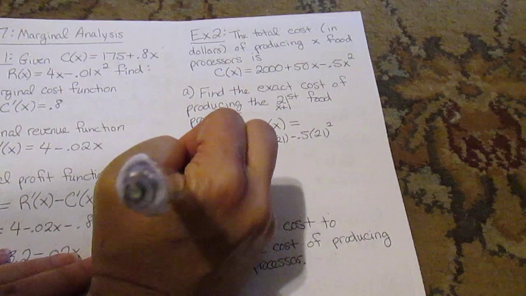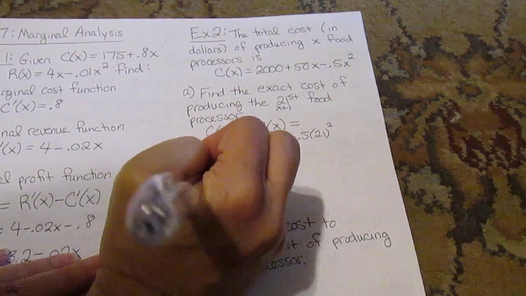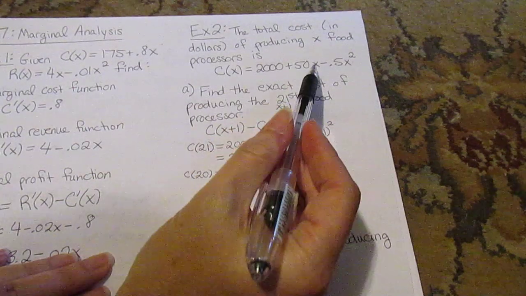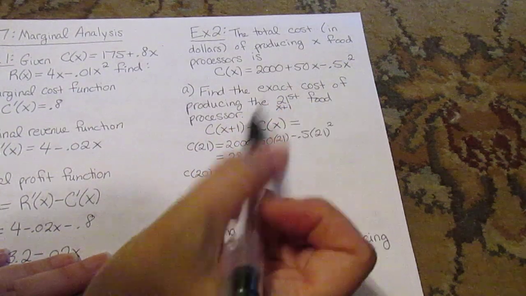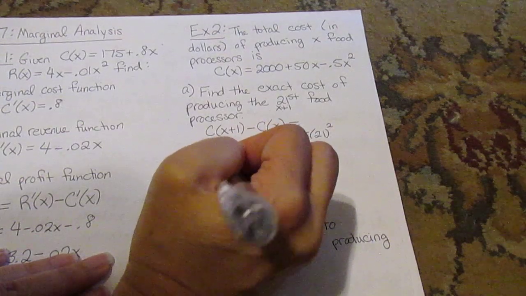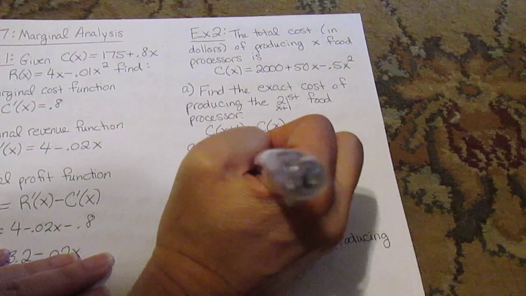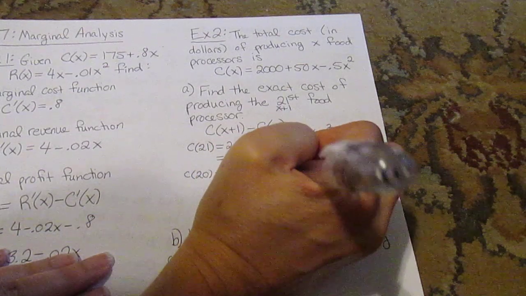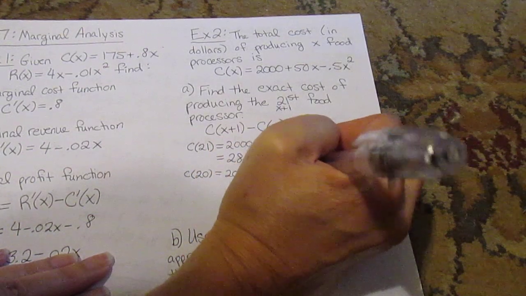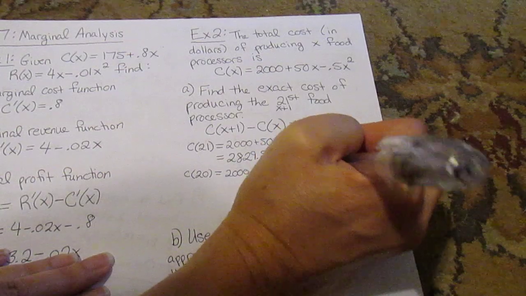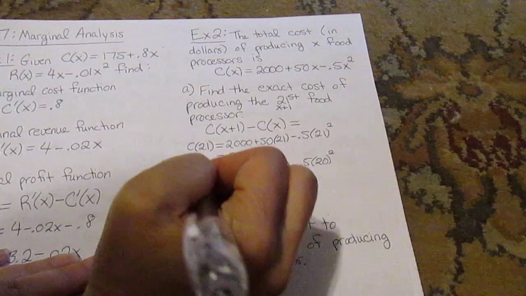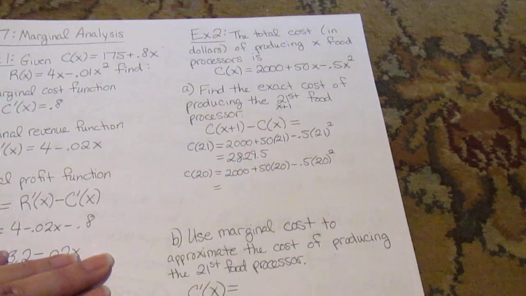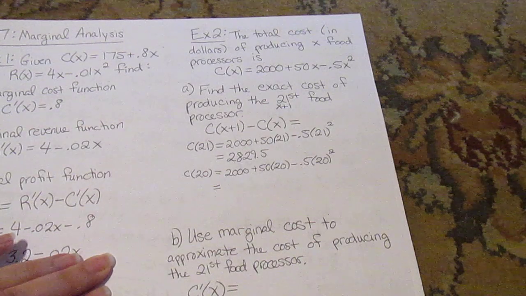And then we'll do the same thing. We'll plug 20 in for x. So I've got 2,000 plus 50 times 20 minus 0.5 times 20 squared. And I got 2,800.